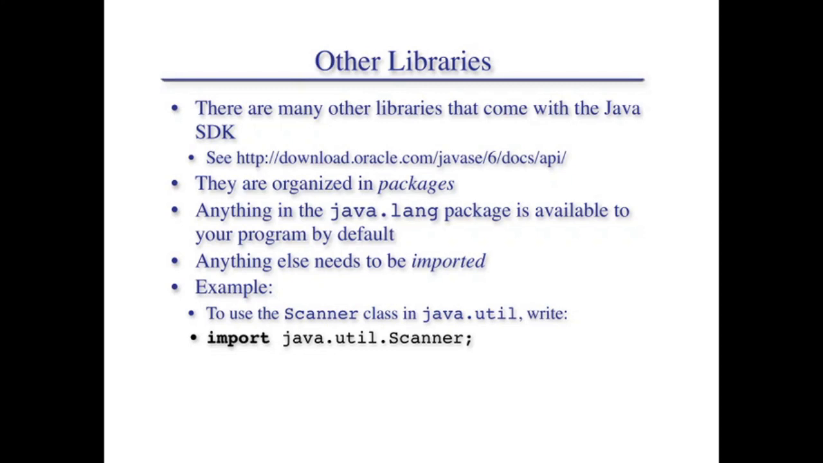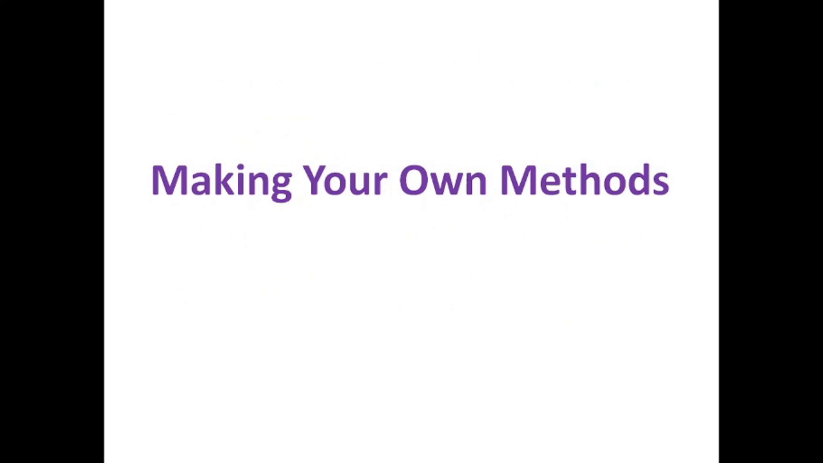Now some other examples of libraries that come with the Java software development kit (SDK) are the java.lang package, then java.util, and java.util has a very useful class known as Scanner, like java.util.Scanner. This is used to take input from the user. Okay, now making our own methods.